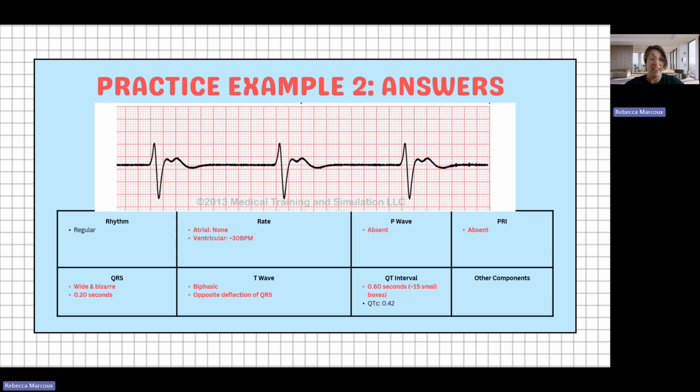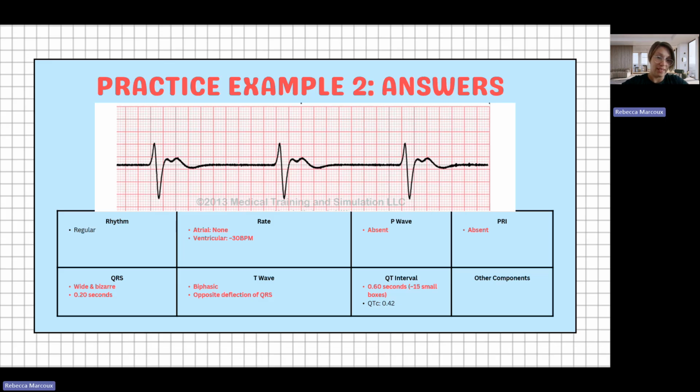So in this rhythm, the rhythm itself is regular. The ventricular rate is about 30 beats per minute. Because we have no P waves, we have no atrial rate, we have no PR interval. The QRS complex itself is wide and bizarre, and it's about 0.2 seconds in this strip.